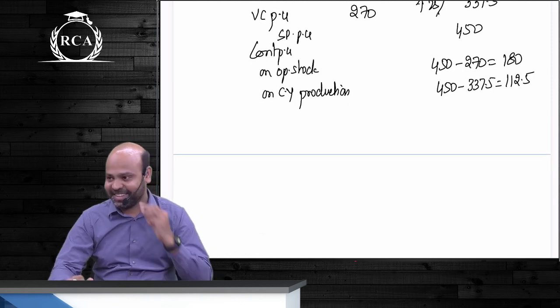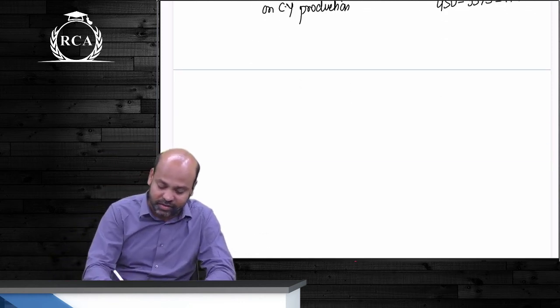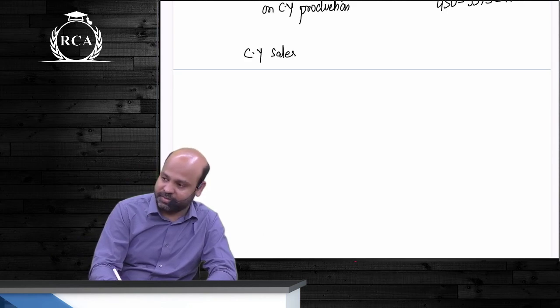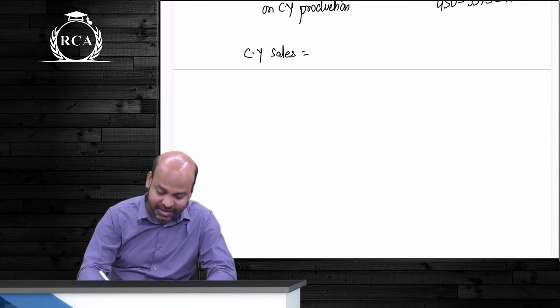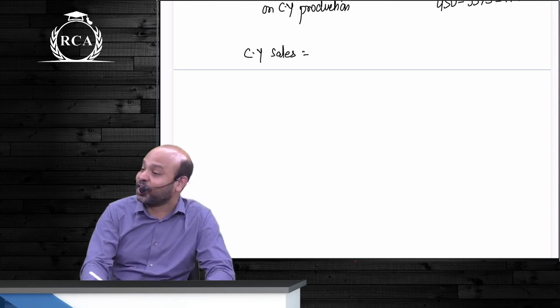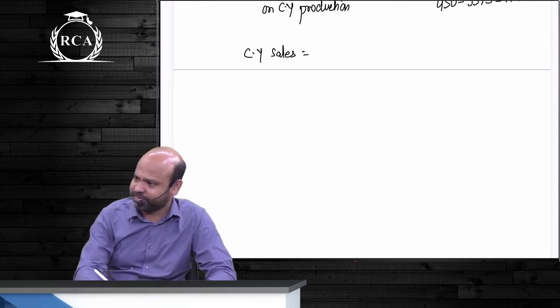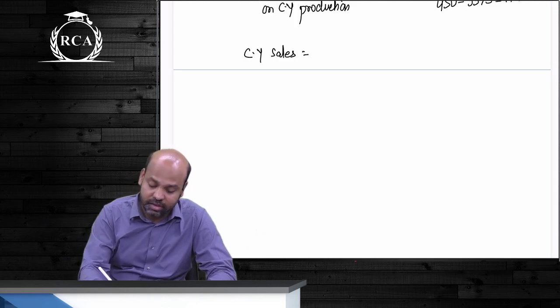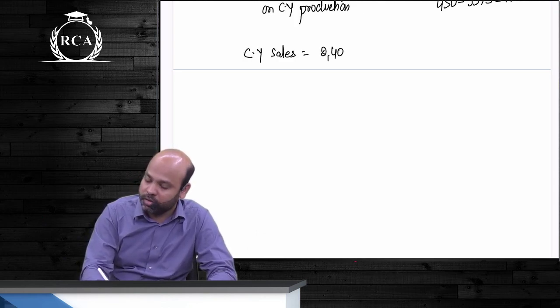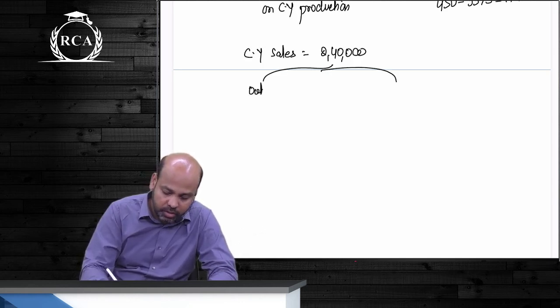Yes, guys. Now, beta, what is syndicate? Don't take it personally, beta. What are your current year sales, syndicate? Current year sales, beta, 2,40,000. Out of that, how much is opening stock?